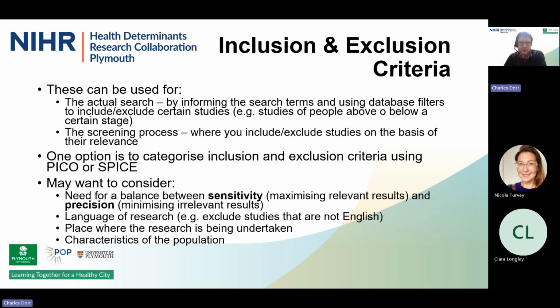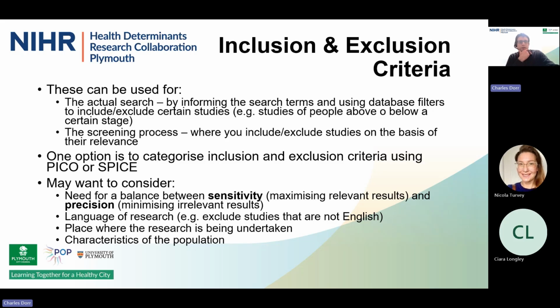So you could have, for example, studies of people above or below a certain age, and you could actually have a filter for that in some search databases. But also this is used in the screening process as well, so it can help you to include and exclude studies on the basis of their relevance. One option also is to categorize inclusion and exclusion criteria using frameworks like PICO or SPICE.